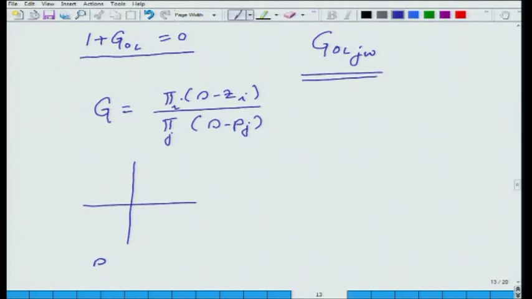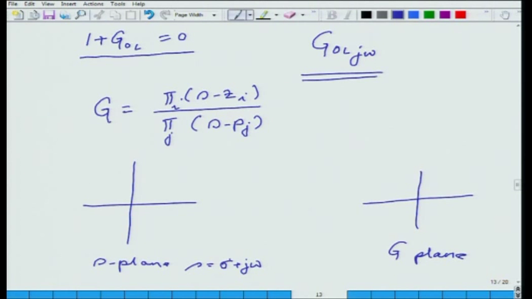So, let us say this is the S plane and this is the G plane. S is a complex number, and S is equal to sigma plus j omega. G is also a complex number which is a function of S. So, as S changes, G, which would be a complex number, would also change.